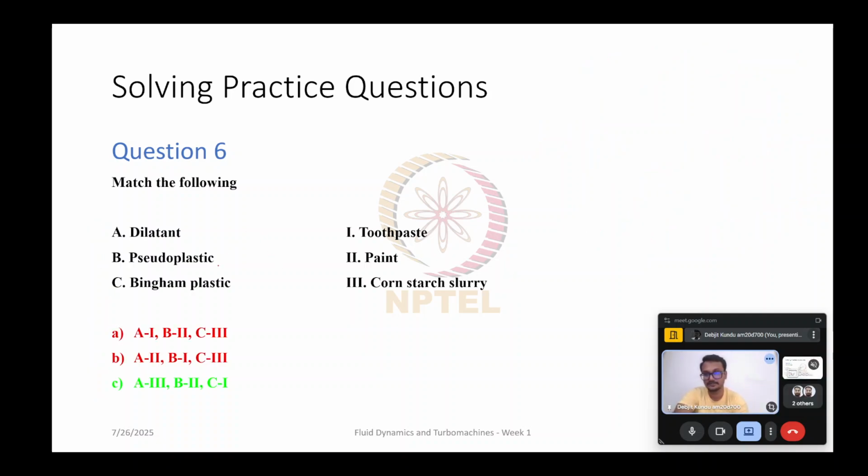It's actually option C, A3, B2, C1, but let's go through each of these options carefully. So dilatant fluids are shear thickening fluids. So the more shear we apply, the viscosity would increase. So basically, these are for n greater than 1. Then pseudoplastic, these are shear thinning fluids for n less than 1. So the more shear we apply, they thin out. Their viscosity reduces. And Bingham plastic, these are a weird kind of fluid.